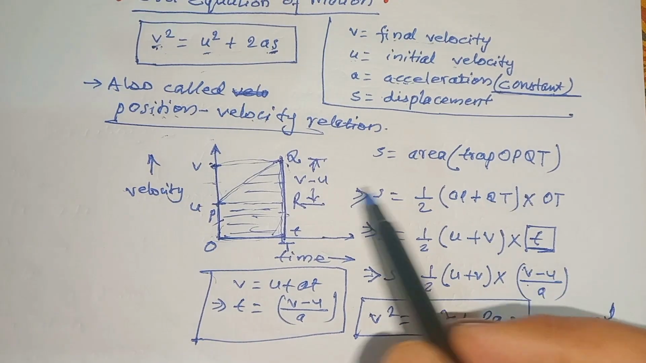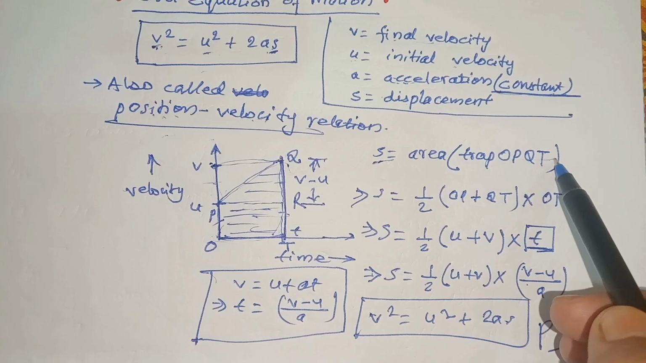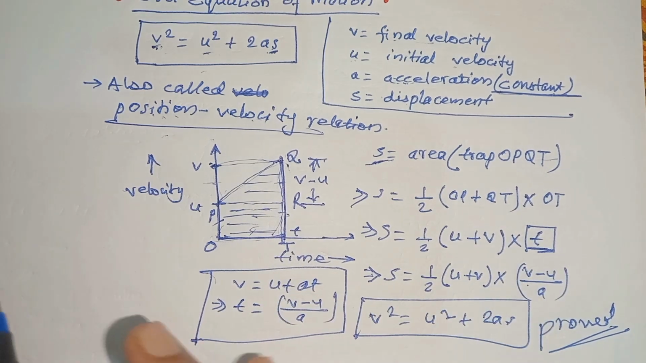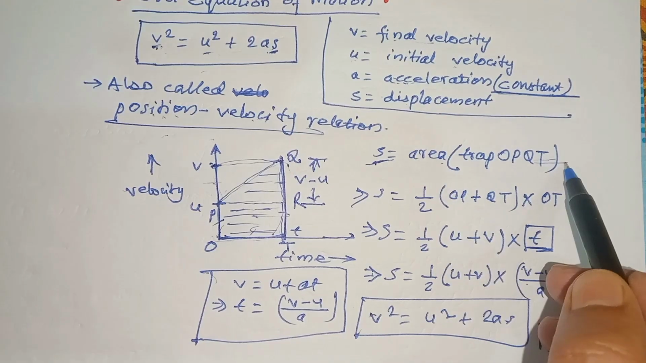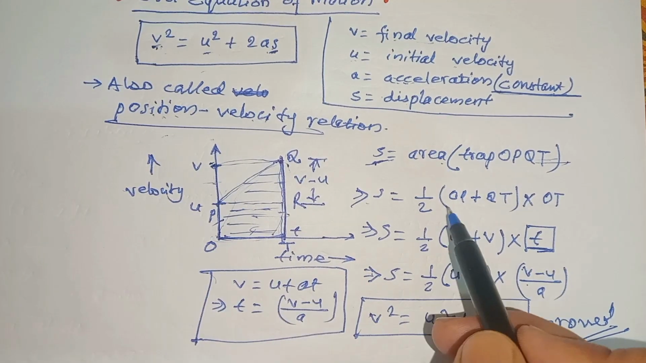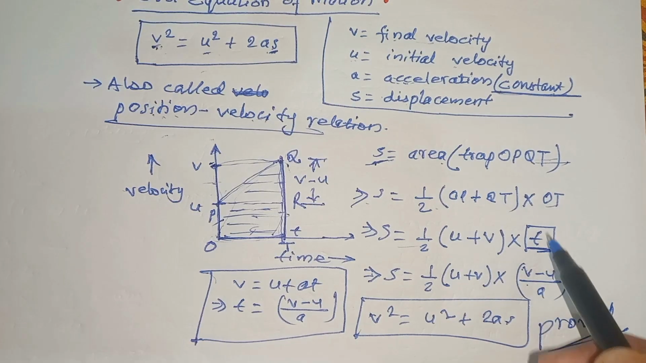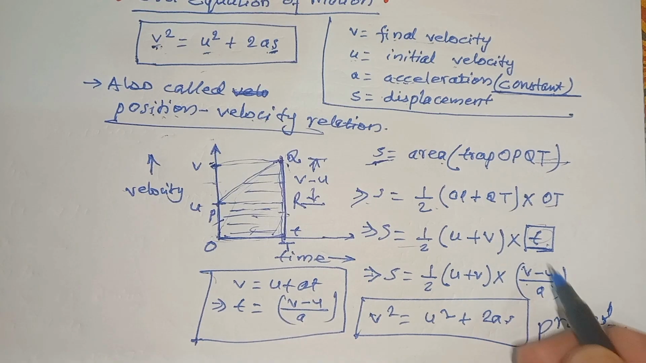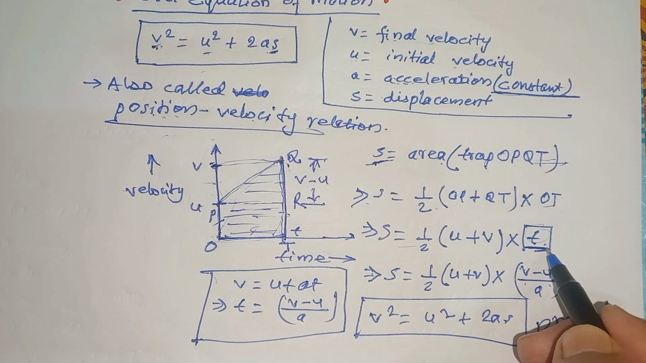Simply, the steps are: we find the area of the trapezium, that is equal to S. Distance traveled is the area under the velocity-time graph, we know that. So S equals the area of the trapezium, this shaded part up to the final velocity. Now this is a simple calculation. We put the value of t by using the first equation of motion, and after simply calculating we will get this.